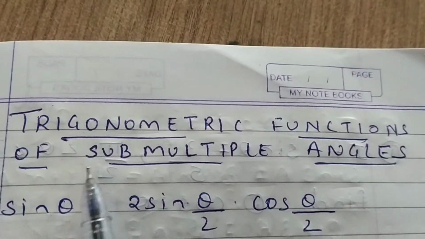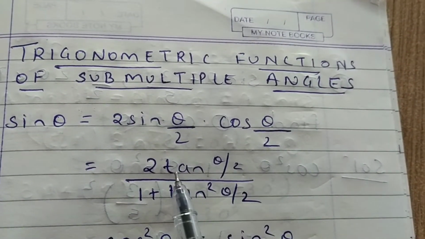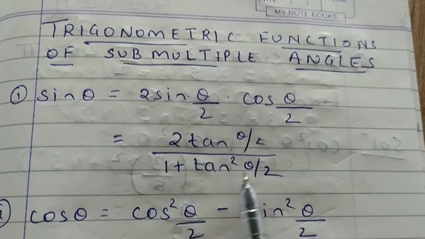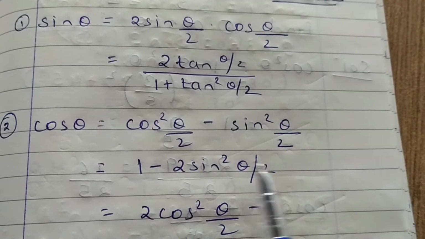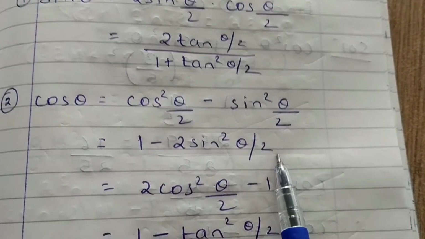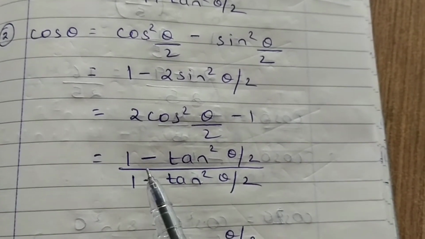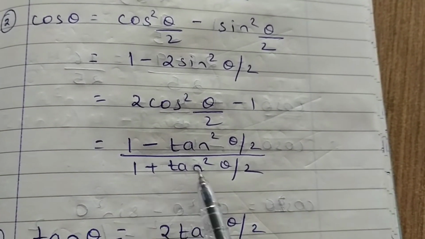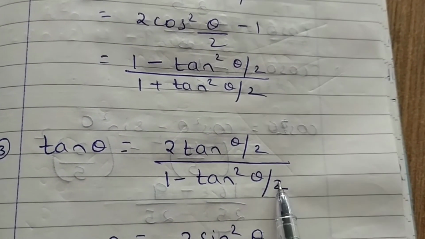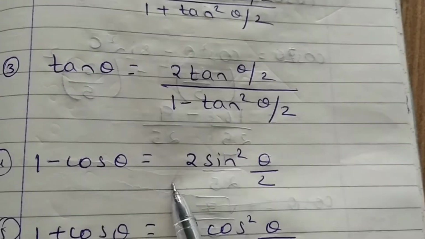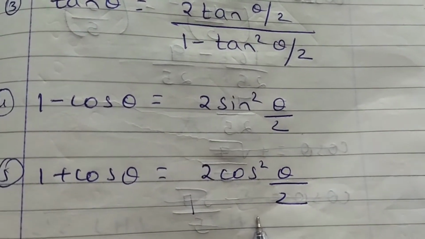Now certain formulas for submultiple angle. Sin theta is 2 sin theta by 2 into cos theta by 2, that is 2 tan theta by 2 upon 1 plus tan square theta by 2. Cos theta is cos square theta by 2 minus sin square theta by 2, that is equal to 1 minus 2 sin square theta by 2, that is equal to 2 cos square theta by 2 minus 1, which is also equal to 1 minus tan square theta by 2 upon 1 plus tan square theta by 2. Tan theta is 2 tan theta by 2 upon 1 minus tan square theta by 2. 1 minus cos theta is 2 sin square theta by 2, and 1 plus cos theta is 2 cos square theta by 2.